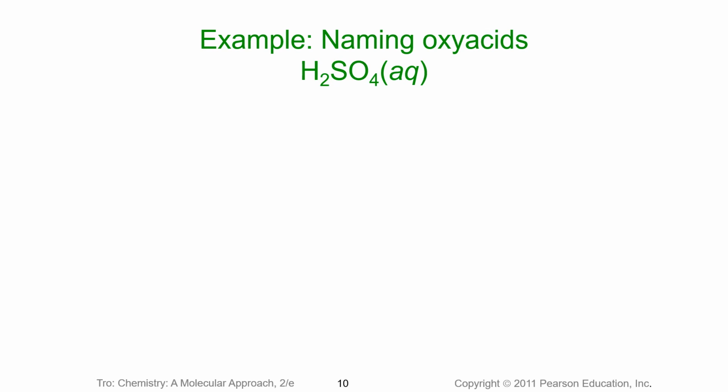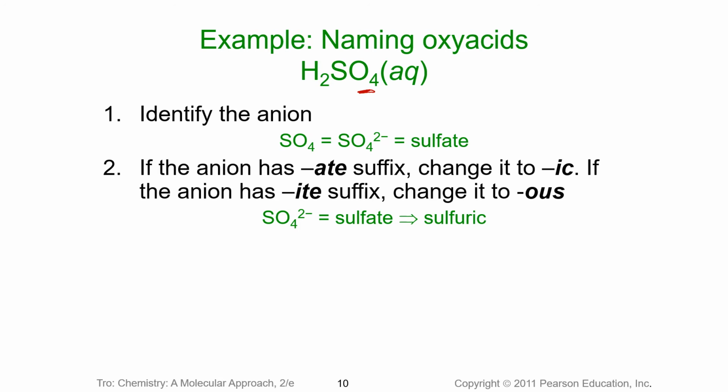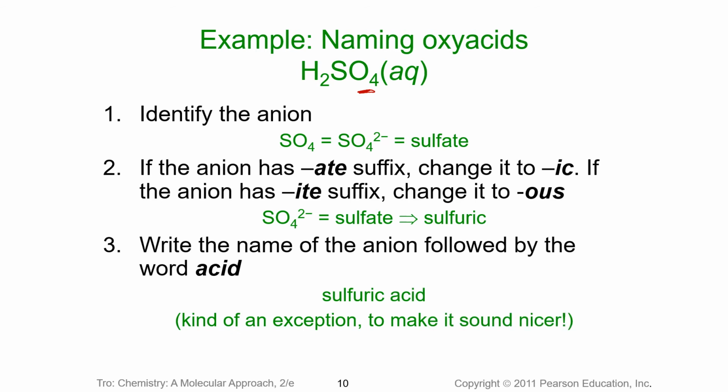Okay. Another example for oxyacids. We want to identify the anion. We've got oxygen included now, so we've got sulfate. Sulfate becomes sulfic. Okay, it should be sulfic, but history has changed it to sulfuric because it sounds a little bit better. So this is a little bit of an exception. Instead of being sulfic, sulfuric. And we write the word acid at the end. There is no hydro because this contains oxygen. So H2SO4 is sulfuric acid.